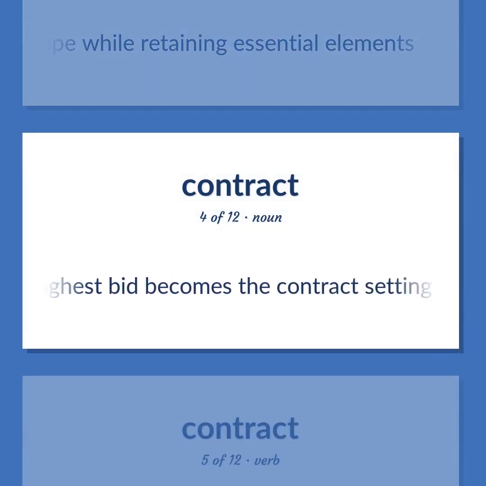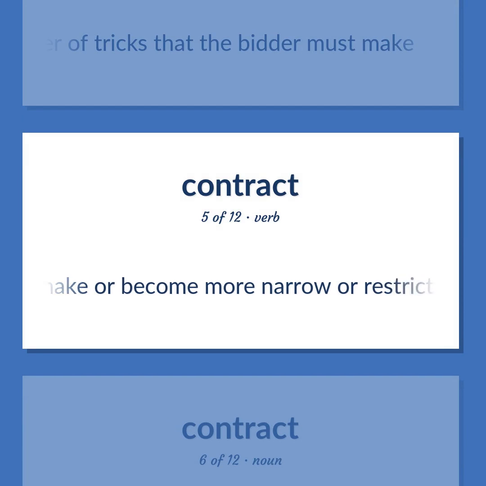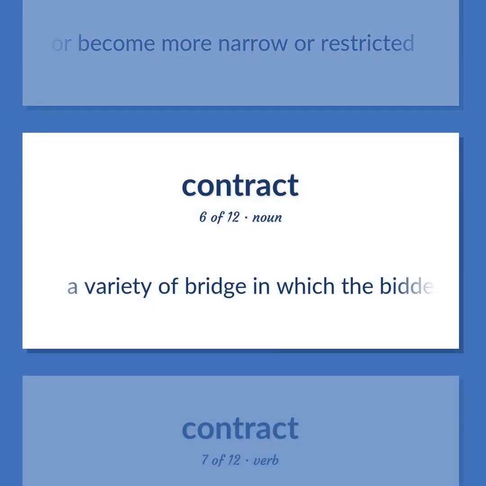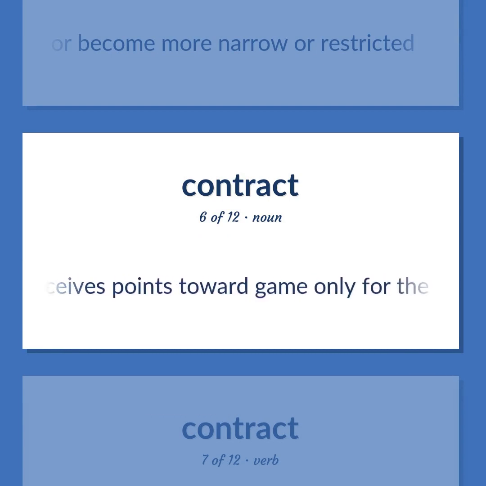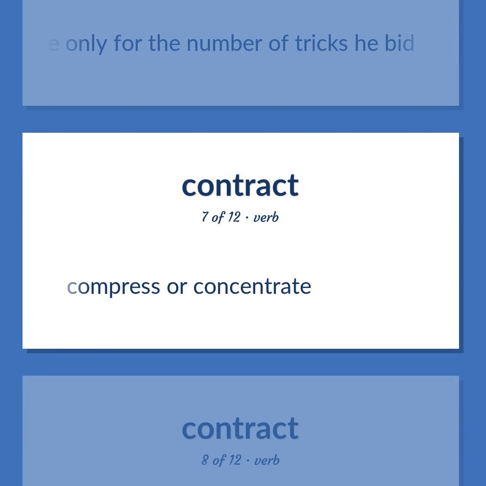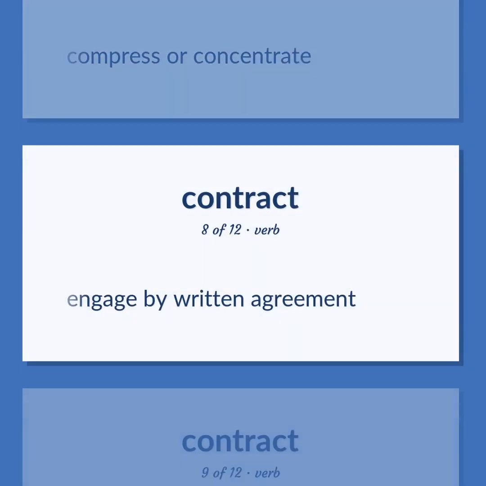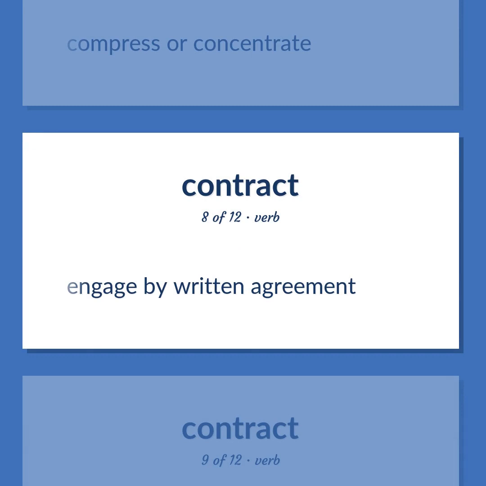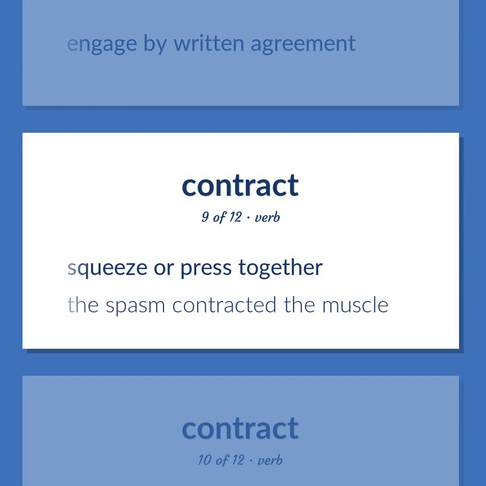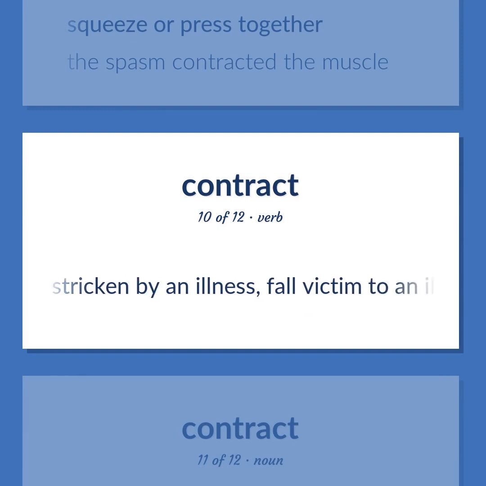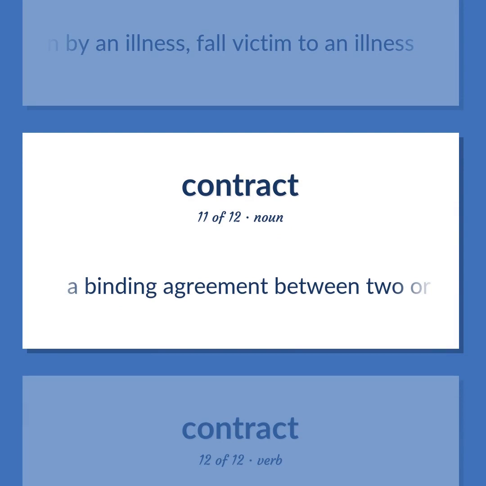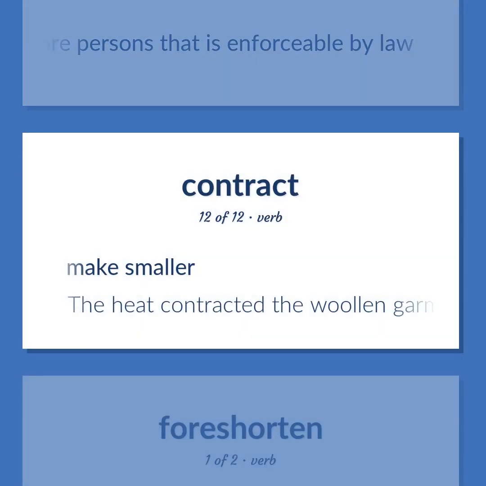Contract bridge, the highest bid becomes the contract setting the number of tricks that the bidder must make. Make or become more narrow or restricted. A variety of bridge in which the bidder receives points toward game only for the number of tricks he bid. Compress or concentrate. Engage by written agreement. Squeeze or press together. The spasm contracted the muscle. Be stricken by an illness, fall victim to an illness. A binding agreement between two or more persons that is enforceable by law. Make smaller. The heat contracted the woolen garment.